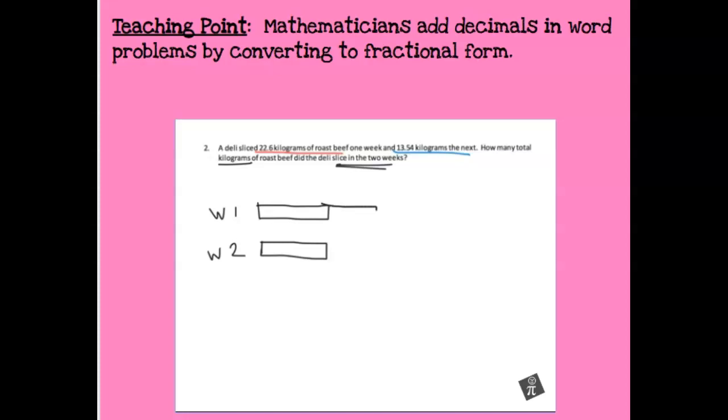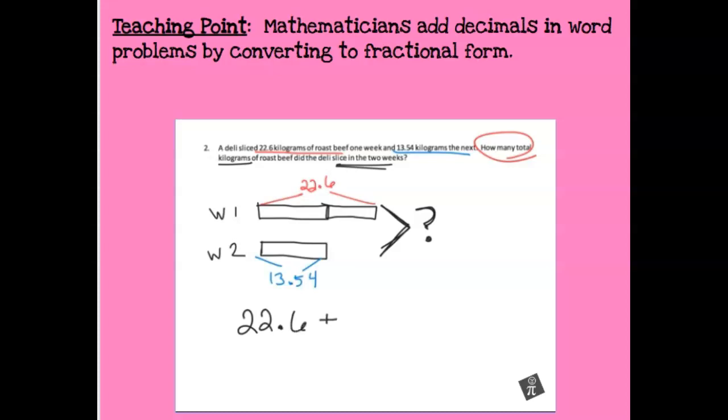And so let's just do that. Let's extend it a little bit. It doesn't matter exactly how much we extend it. And that is our 22.6. And then we know that this is our 13.54. And then the question is how many total kilograms? So there's the key. How many total kilograms did they do in the 2 weeks? So that's this thing, the total amount. So what are we going to do? We're going to add 22.6 plus 13.54.